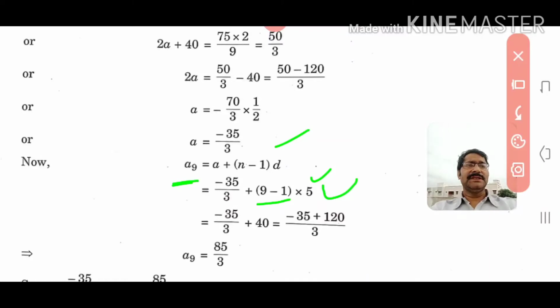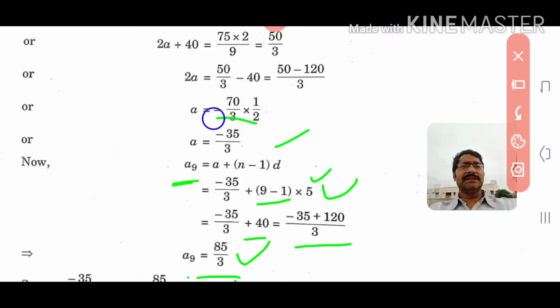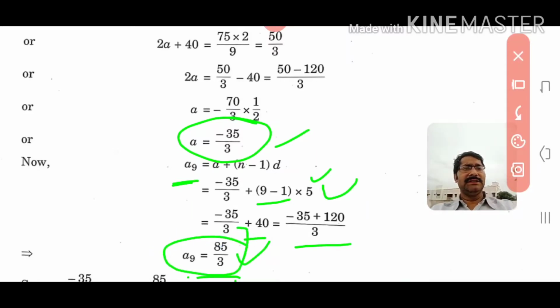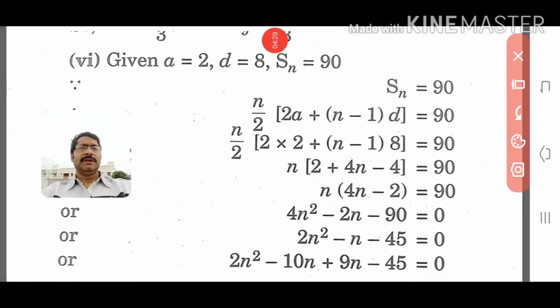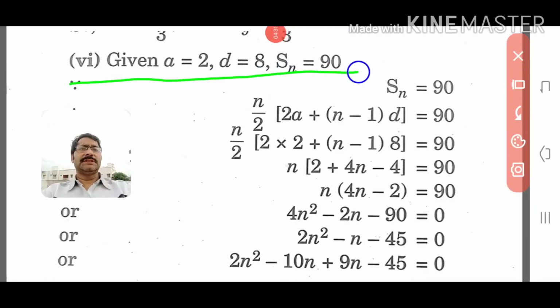9 minus 1 is 8, and 8 into 5 is 40. Now you take the LCM, which is 3. So you get (minus 35 plus 120) upon 3. 120 minus 35 you get 85 upon 3. So a9 equals 85 upon 3. So these two are the answers: a equals minus 35 by 3 and a9 equals 85 by 3. These are the answers.